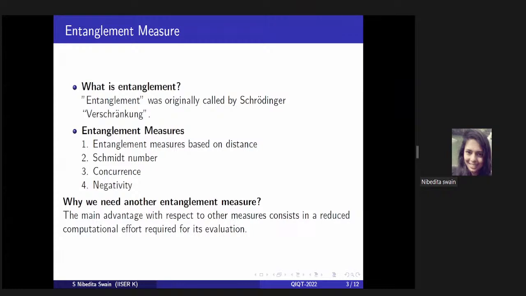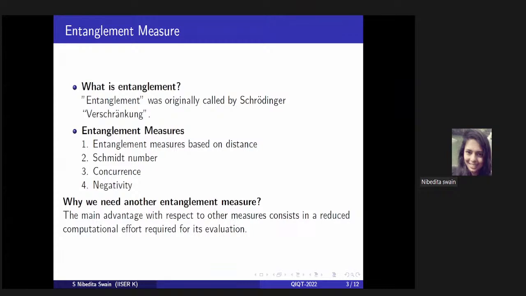Now let's come to the concurrence. Concurrence is a famously used measure to quantify entanglement in a bipartite system. It was first introduced by Hill and Wootters in the 90s. If the concurrence is 1, the state is maximally entangled, and if the concurrence is 0, the state is separable, and if the concurrence is between 0 and 1, it is an entangled state.